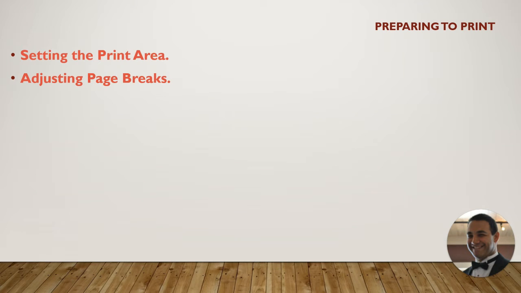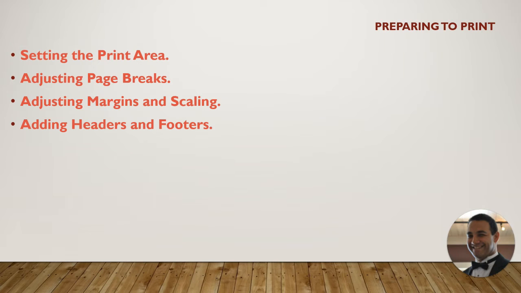Finally, while we live in a fairly digital society these days, sometimes there's no substitute for good old-fashioned ink and paper. If you need to print your worksheets, there are a couple important steps to follow to avoid frustration and mistakes. Now we're going to go over each step in turn. The first step is setting the print area, adjusting page breaks, adjusting margins and scaling, adding headers and footers, and some additional sheet settings.